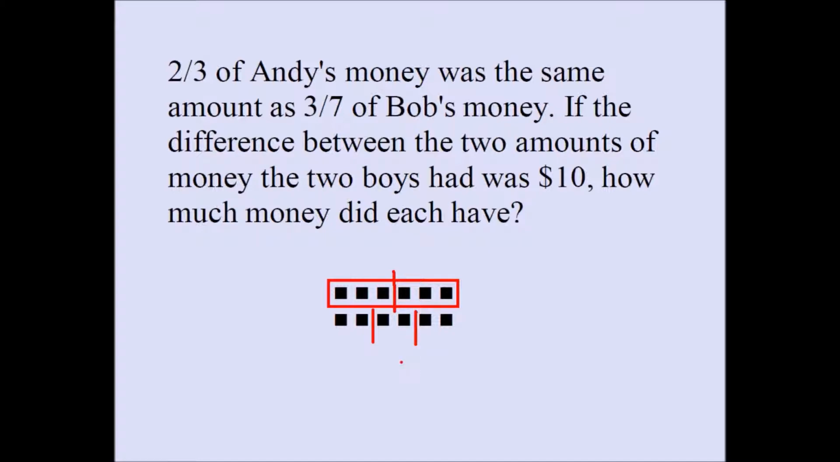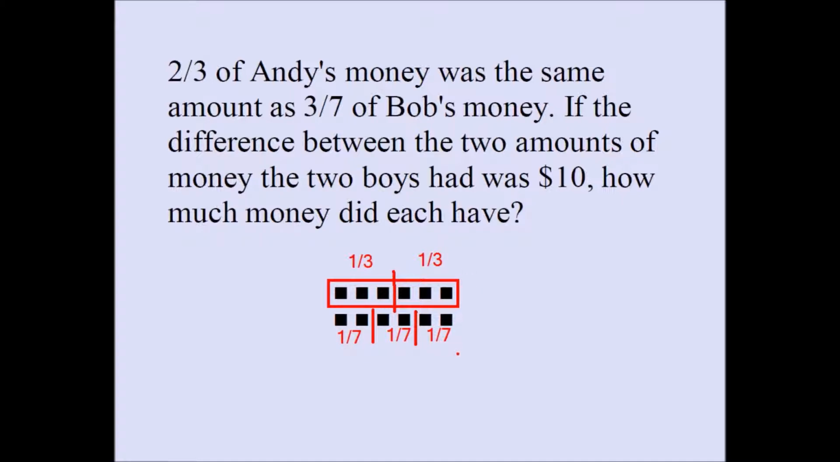Now you really want to understand this, so let's go ahead and I'm going to write it here. This is 1/7 of Bob's money. This is another 1/7 of Bob's money, and this is another 1/7 of Bob's money, and here this is 1/3 of Andy's money, and this is another 1/3 of Andy's money.